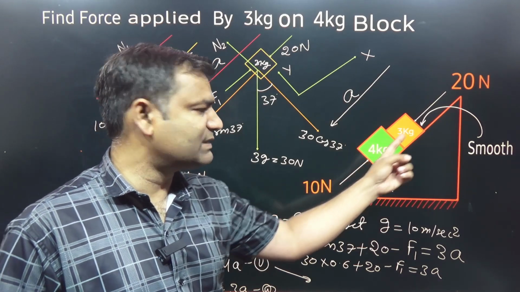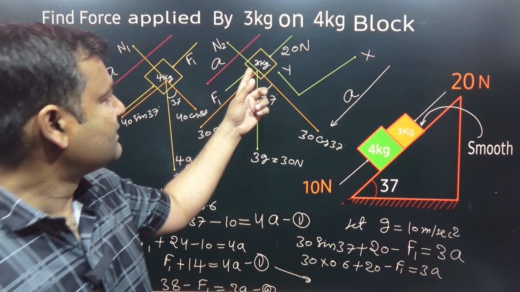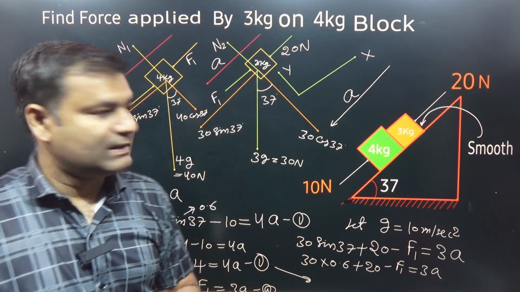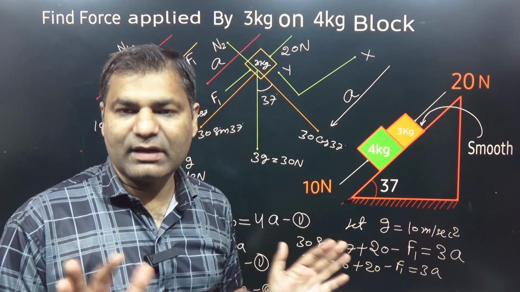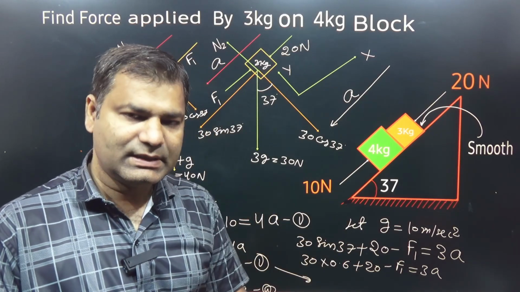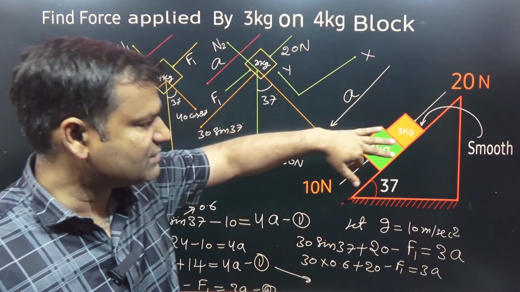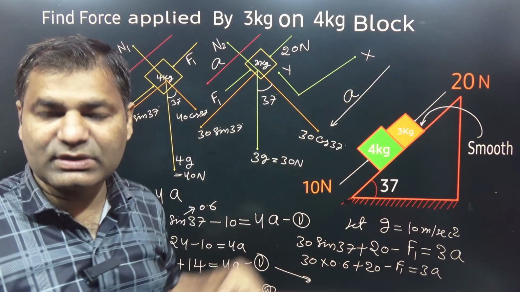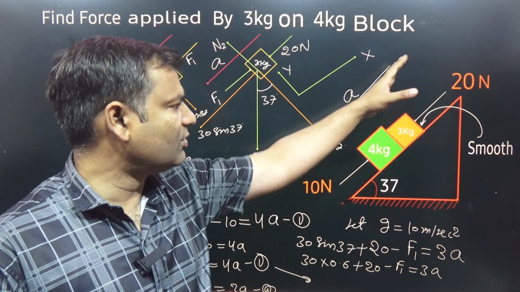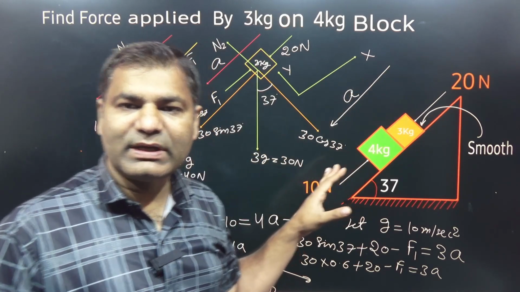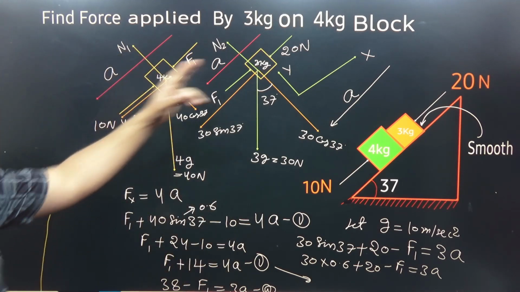But our main focus is on the interaction force between the 4 kg and 3 kg blocks. So look here. If you see that one block and that one block, here 10 Newton, here 20 Newton. It means an unbalanced force is present. So the whole system is going either upward or downward. We are assuming the whole system goes downward. If the whole system goes downward, apply Newton's second law on this block and this block.